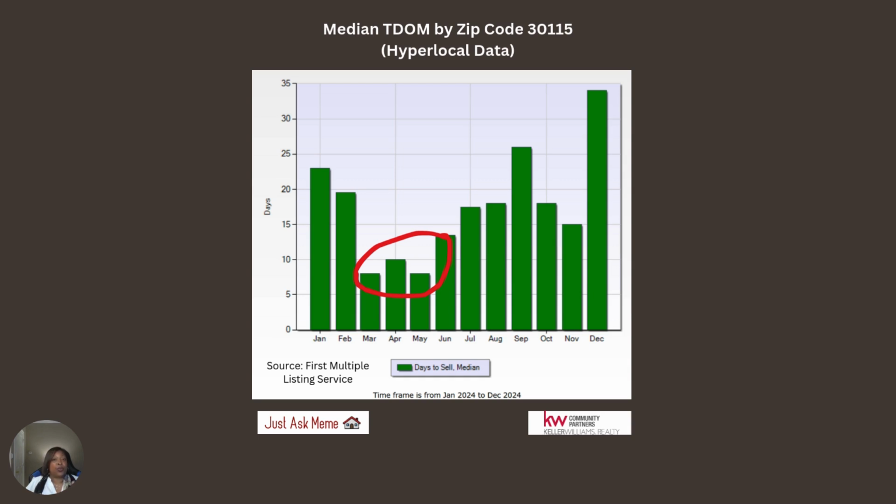So it's a great indicator of what is going on when you hear some of those reports of here's what's going on in the US, but then you come back and look at what's going on in your hyperlocal market. Now you have the real results in how the days on the market are performing in your area.